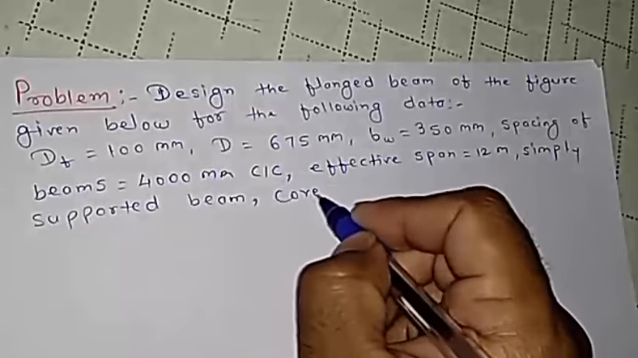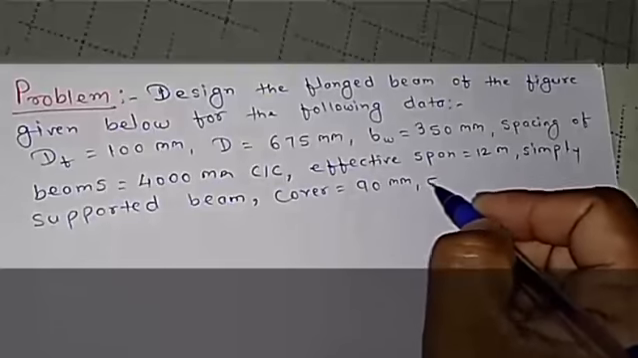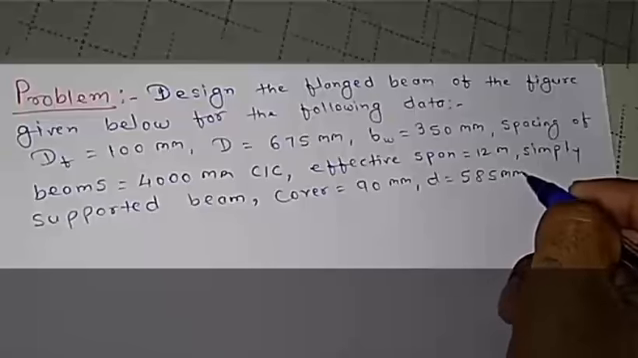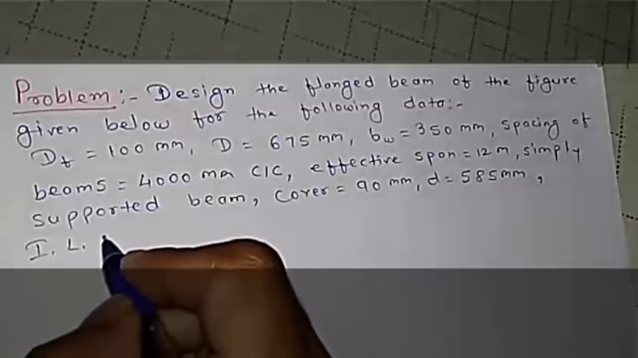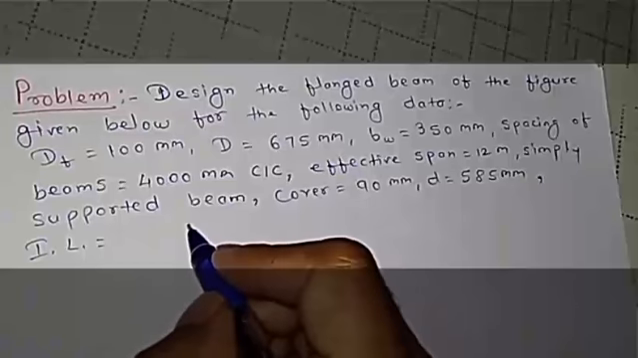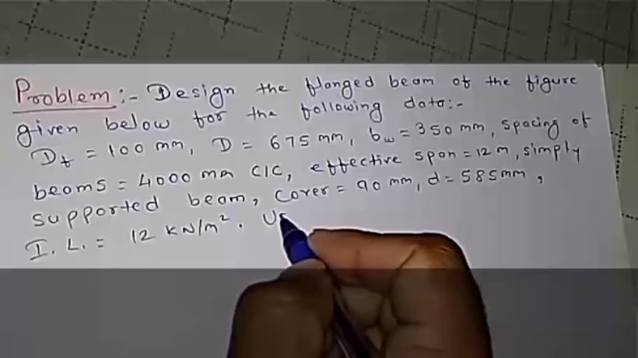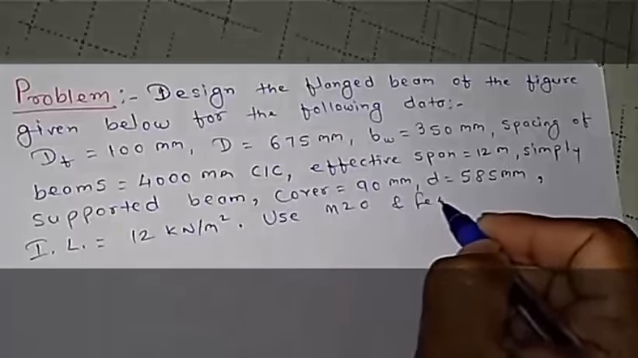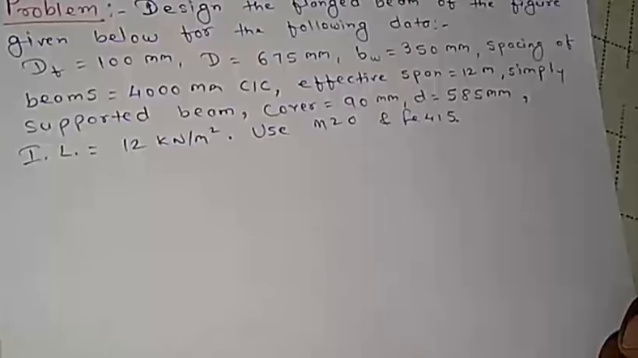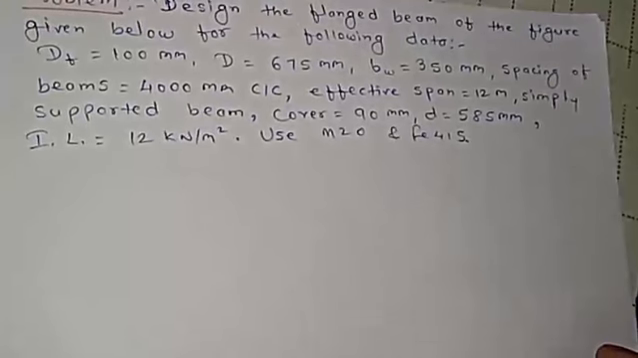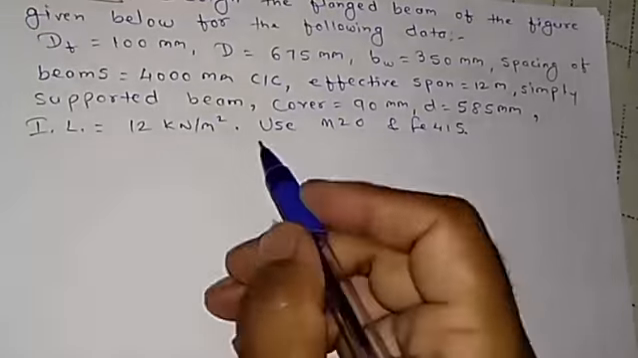Cover is given 90 mm. D is equal to 585 mm. Imposed load is given 12 kN per meter square. Use M20 and Fe415. So this is the problem, and we'll be solving it. You can have this figure as well.